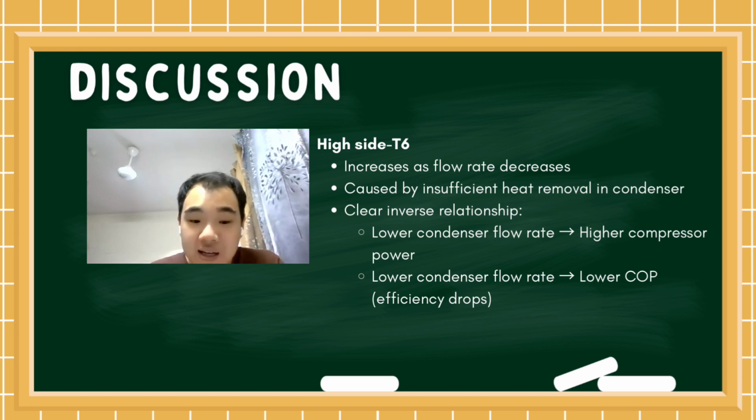So finally, we can see that there is a clear inverse relationship, where a lower condenser flow rate will cause a higher compressor power, and a lower condenser flow rate will also cause a lower COP, which is the efficiency drop.